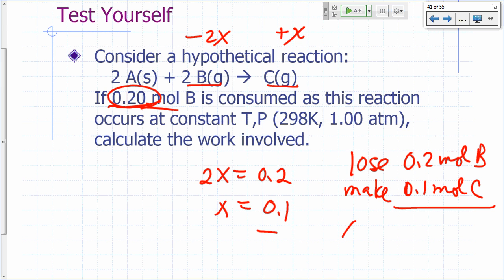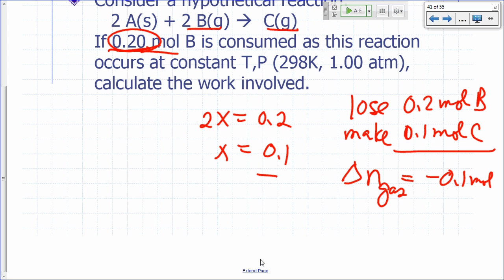What's the net change? What's our delta N gas in this case? I make 0.1, I lost 0.2. But how much did it change? There's a net loss of 0.1 mole of gas, right? So your work in this case would be what? Work would be equal to minus delta N gas times RT.